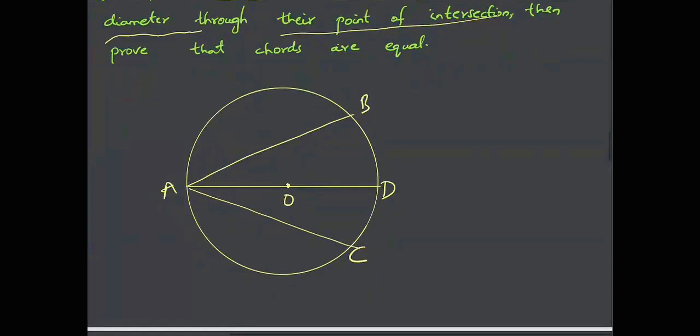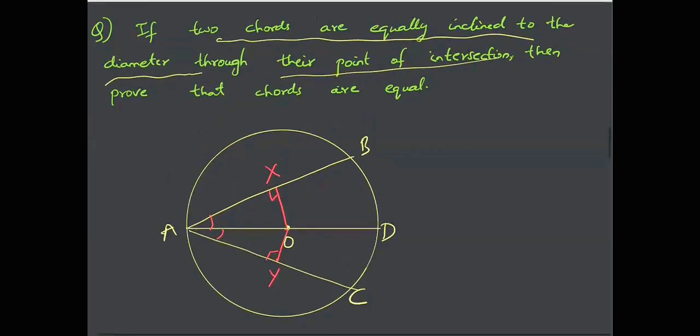Yes, I mean there are so many ways to prove it. So what we are doing is we are dropping the perpendiculars. Okay, so say this is X and this is Y. Now these are equally inclined, means angle XAO is equal to angle OAY, right? Okay, and OA is the common side. That is, I am considering these two triangles, AXO and OAY.